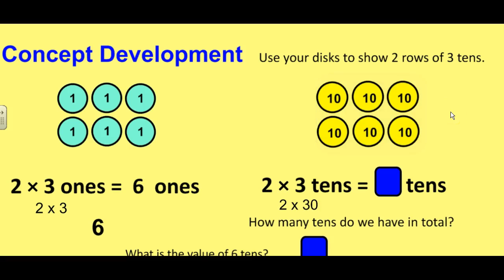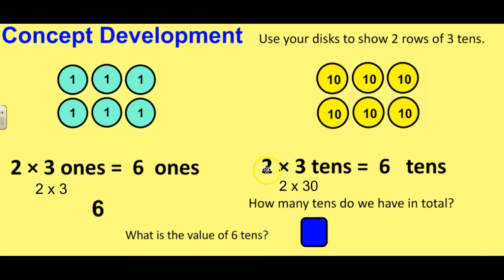Okay, so this is what your array should look like. You have 2 rows, that's where our 2 comes from, and then in each row you have 3 tens. So you wrote 10 in each circle. So now we are looking for how many tens we have total. Well, when you have 3 right here and 3 right here, we know that 3 and 3 together is 6. So we have 6 tens total. I want you to look at this right here. If we were writing this in standard form, and standard form just means using your numbers, we would say it is 2 times 30, because we know that 3 tens is 30. And so it is equal to 6 tens.